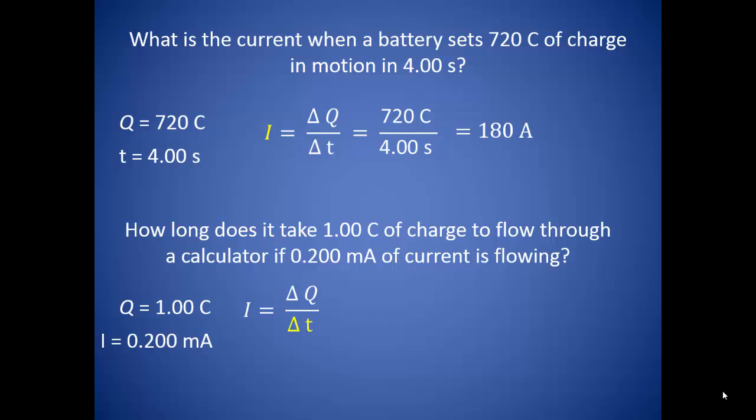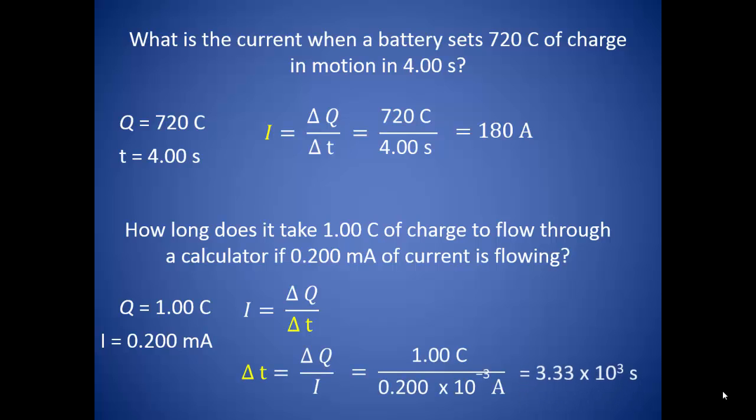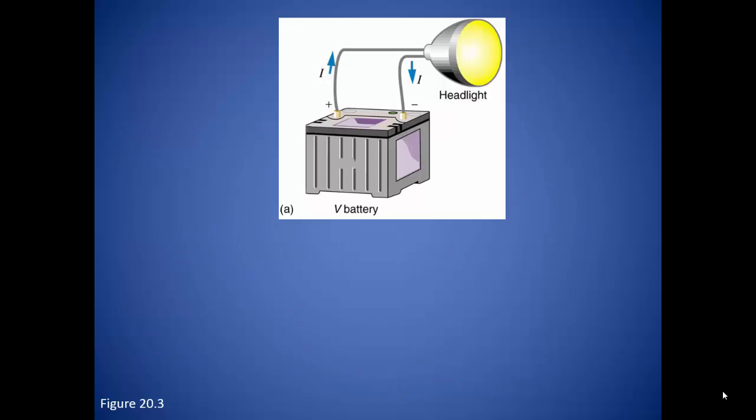Then how long does it take for 1 coulomb of charge to flow through a calculator if 0.2 milliamps of current is flowing? In this case, we are trying to find the time involved, so we need to rearrange for time, and then plug in our knowns to find 3.3 times 10 to the third seconds. 3,300 seconds is just shy of an hour, so our calculator takes a longer time to move a much smaller amount of charge than our truck did. If you think about it, the calculator does not have all of those huge moving parts, and so requires very little energy to operate. So why are all these charges flowing in the first place?